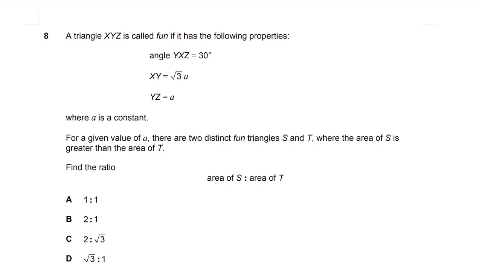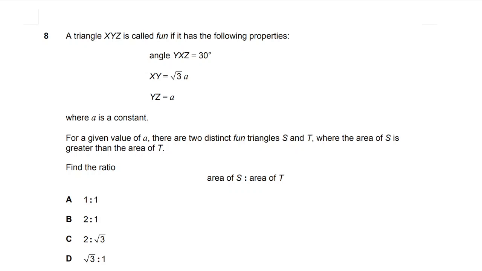Okay, question 8. A triangle XYZ is called fun if it has the following properties. Angle YXZ equals 30 degrees, XY equals root 3 A, and YZ equals A, where A is a constant. So, for a given value of A, there are two distinct fun triangles, S and T, where the area of S is greater than the area of T. And it's asking you to find the ratio.